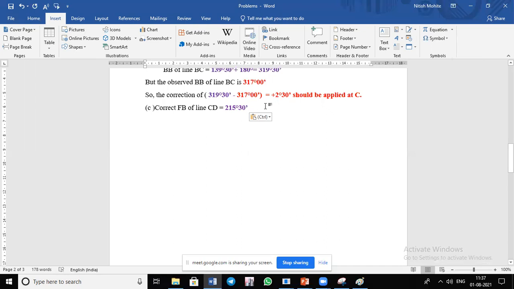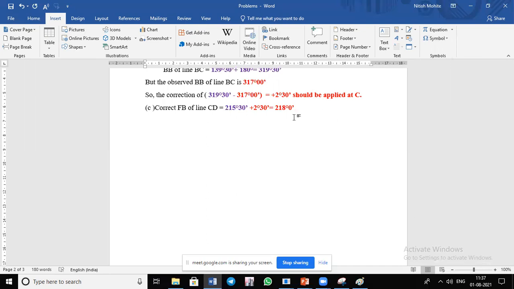So if the difference comes out to be negative, we are going to deduct it. Okay. So I am going to add this and calculate the correct forebearing of the line CD. So after adding this, 215 degree 30 minutes plus 2 degree 30 minutes, the value comes out to be, you can check it, 218 degree and 0 minutes. Okay.